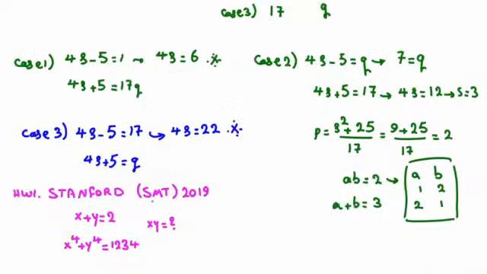As a first homework, from the Stanford Math Tournament SMT 2019, you can solve x plus y equals 2, x to the 4 plus y to the 4 equals 1, 2, 3, 4. Around 1 year ago, I released the solution of this problem. In that problem also we should use Newton's sums and pay attention to changing variables: sum equals x plus y and product xy. So try to do it as first homework.